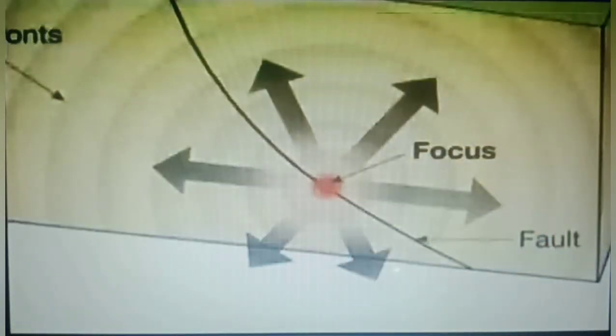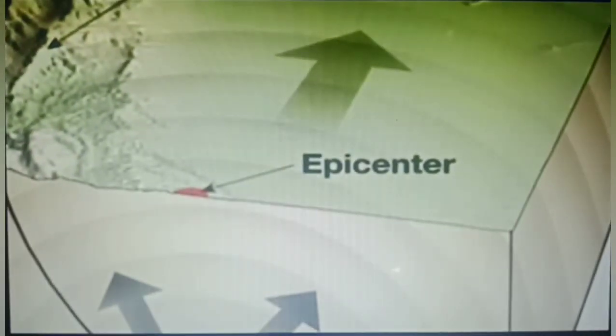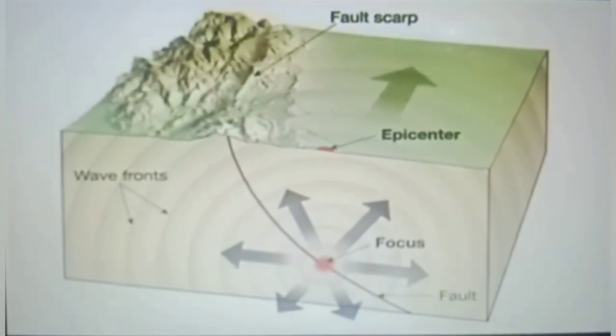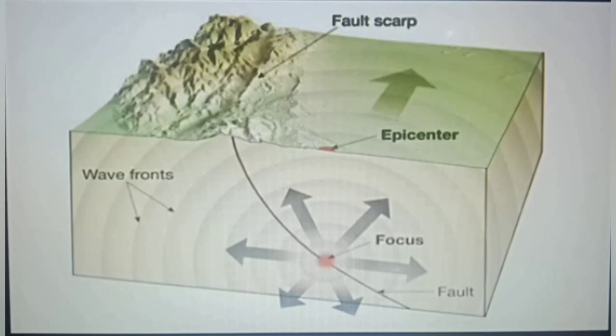The place in the crust where the movement starts is called the focus. The place on the surface above the focus is called the epicenter. Greatest damage is usually closest to the epicenter, and the strength of the earthquake decreases away from the center. Vibrations travel outwards from the epicenter as waves.